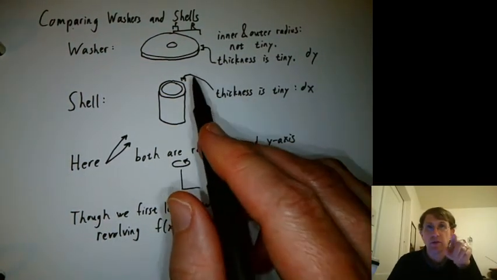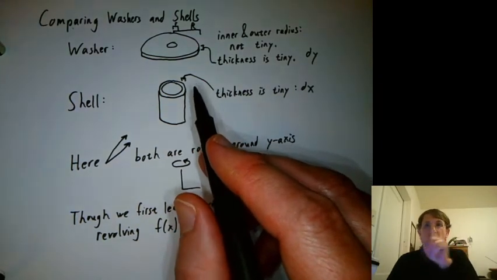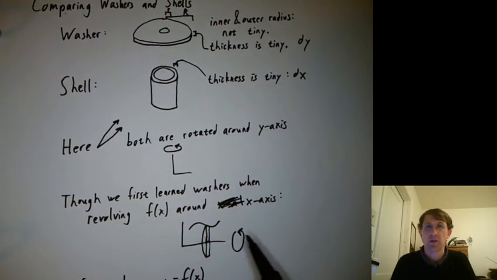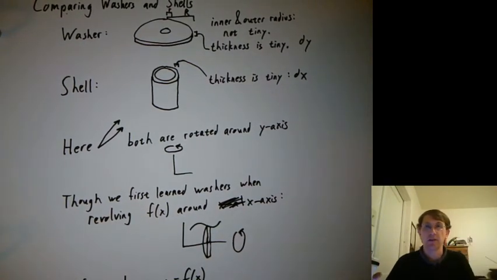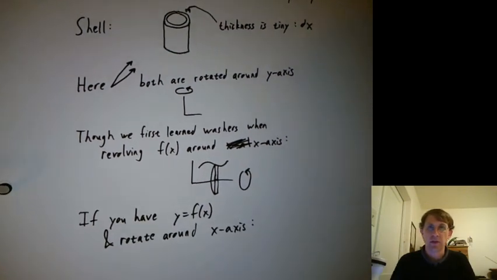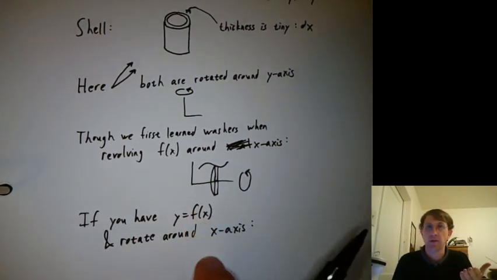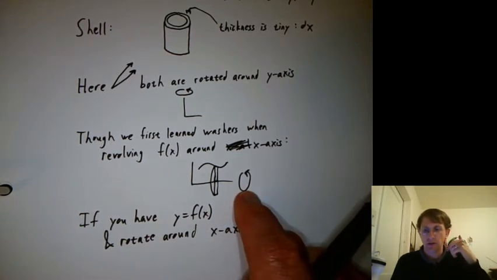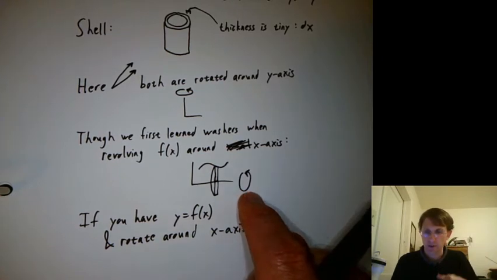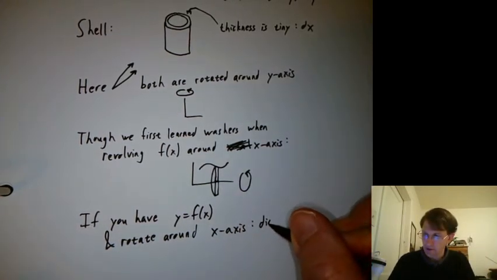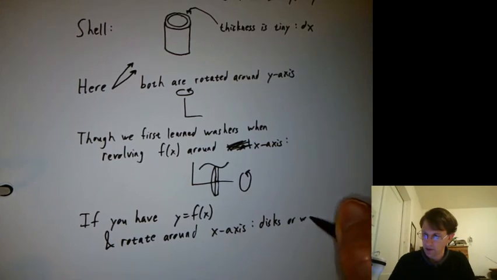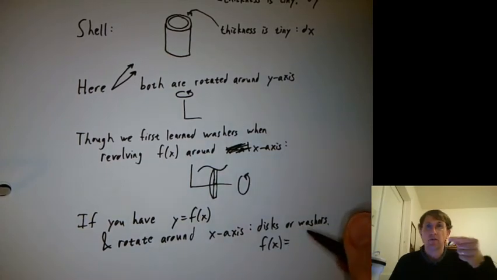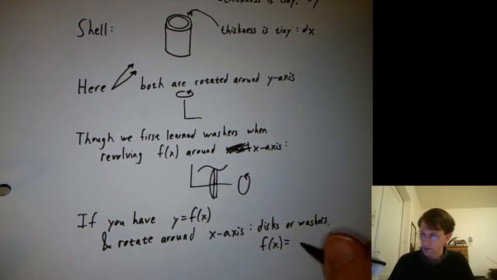In both cases here, I'm showing a shape revolved around the y-axis, but that's not how we first learned about washers. We first learned about washers when we were revolving f of x around the x-axis. So let's quiz ourselves. If you have a function y equals f of x as usual, and you rotate it around the x-axis, are you going to use shells, washers, disks? What do you think? You're going to use disks or washers, right? And f of x is the radius of what you're revolving around the x-axis.